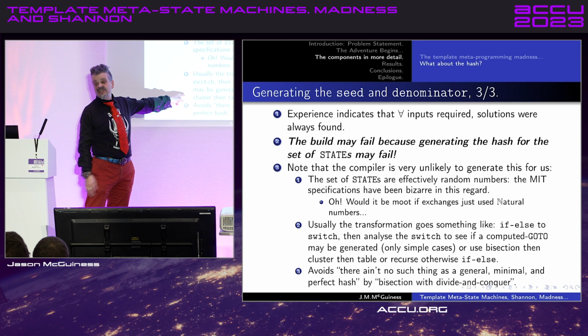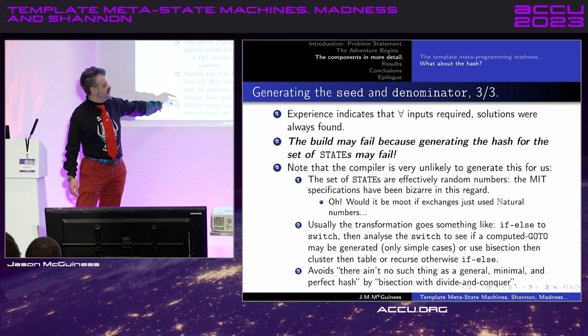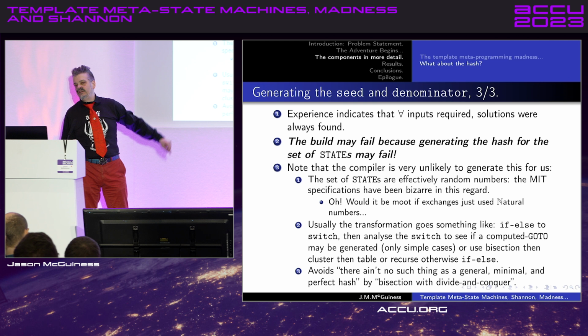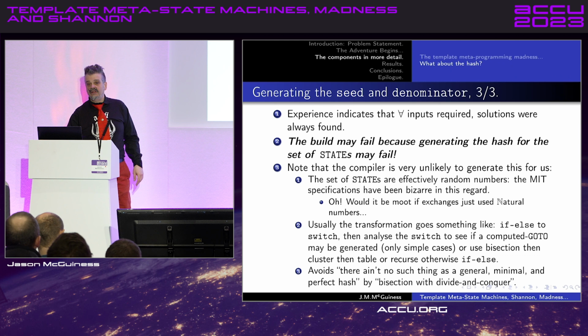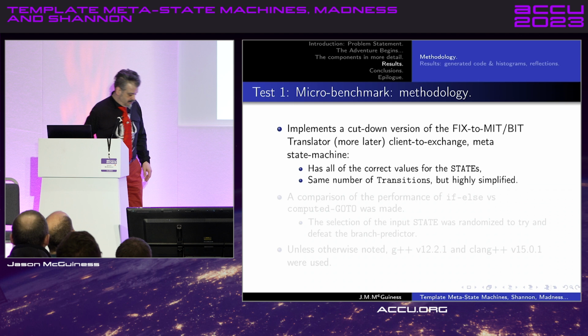It doesn't generate it. So the compiler avoids it; there ain't no such thing as a general, minimal, perfect hash using a divide and bisection, divide and conquer algorithm. I've had a look at this before in previous slides. GCC is quite interesting there, and Clang, and how they do it. There's quite a bit of research in that area. Okay, let's test this.